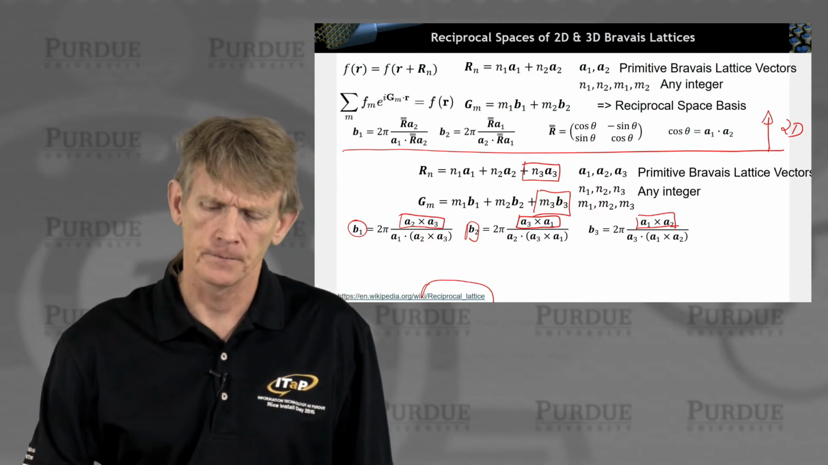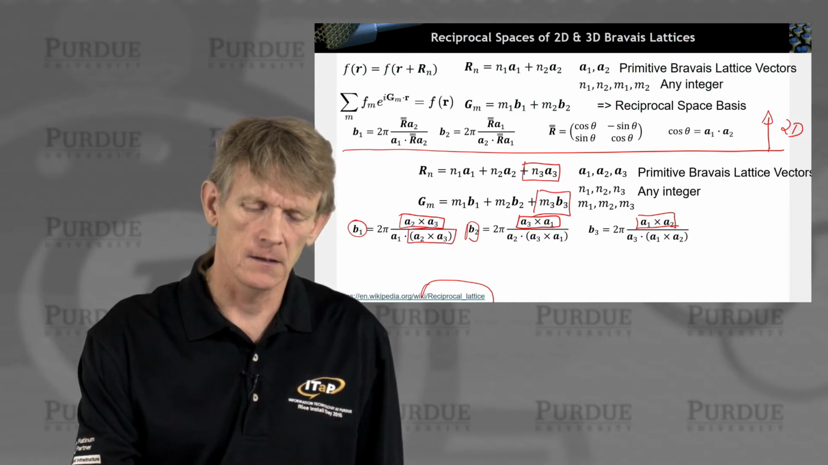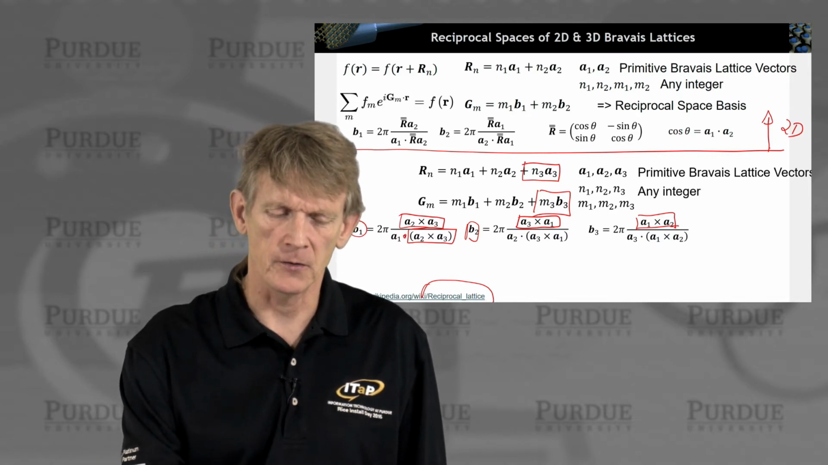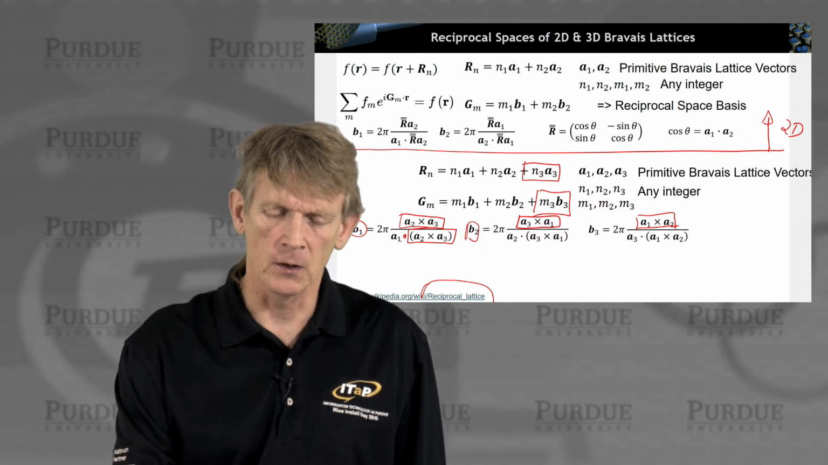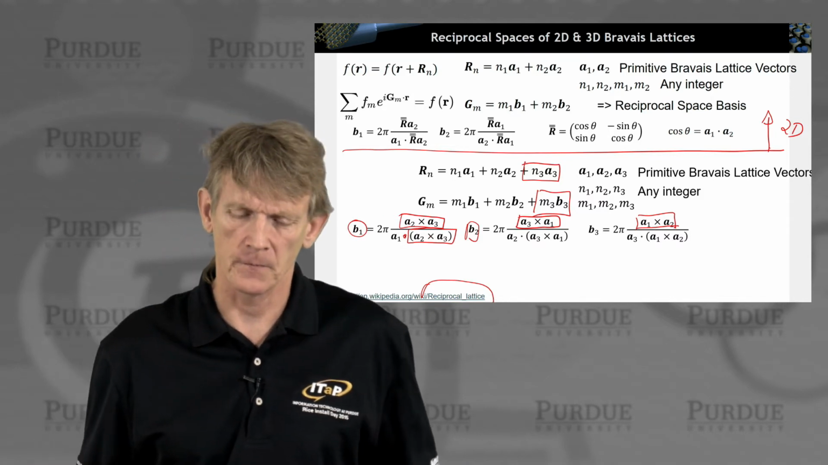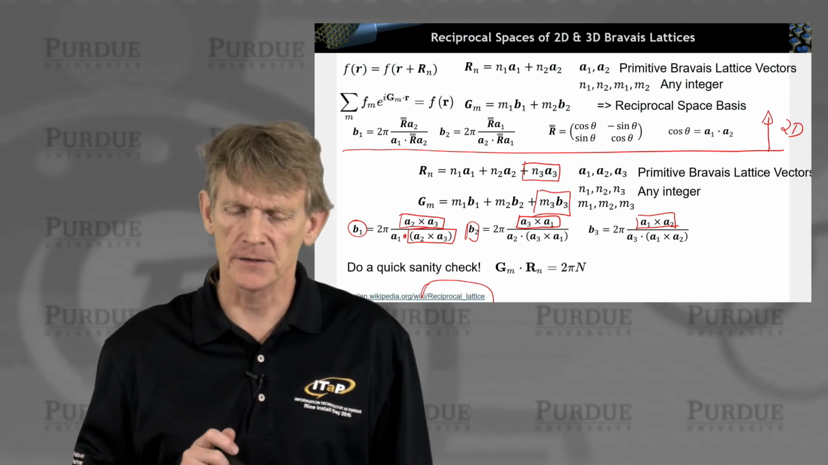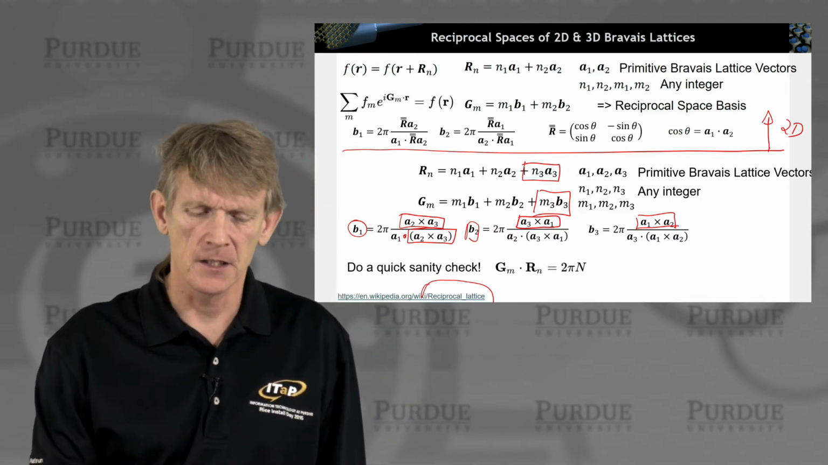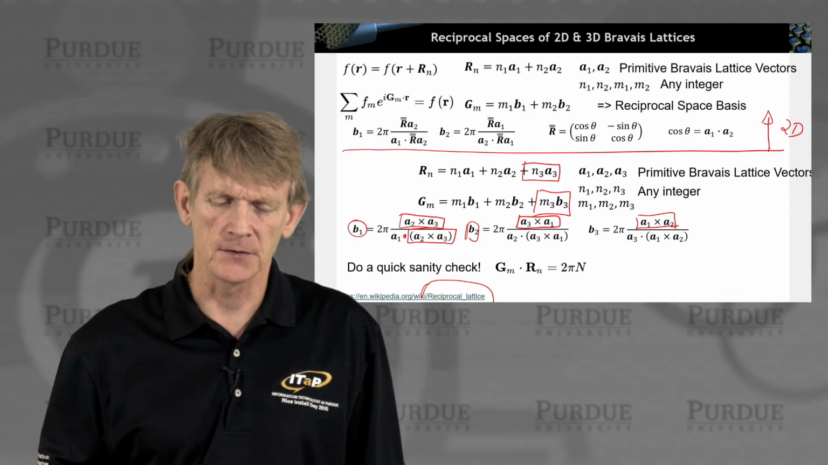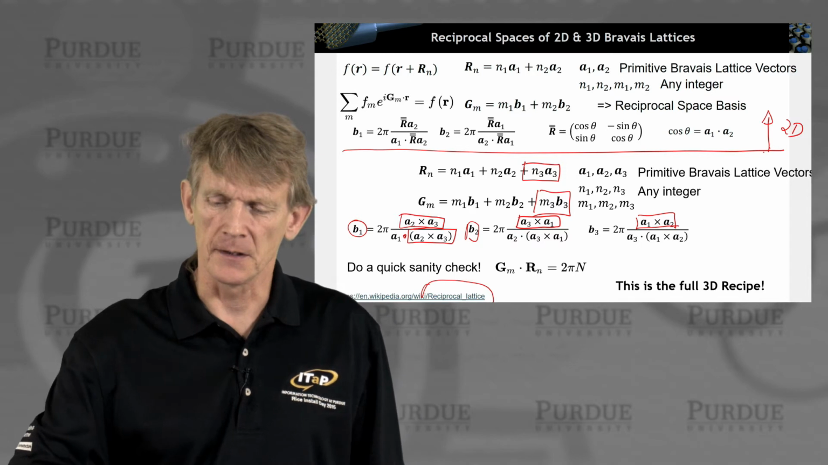and orthogonal to these vectors. All right, and then you see in each term you have a normalization of that numerator against a dot product of the original direction that you're coming from. So B1 is normalized by A1 times a rotation of 2 and 3. Okay, so all of this is a cyclical rotation. And just as a quick check, you can see that Gm times Rn must be 2 pi n, given these cross products. This is the full 3D recipe. That's it.